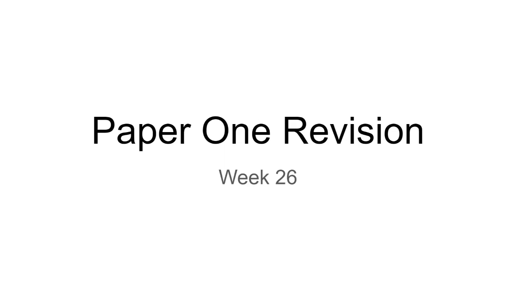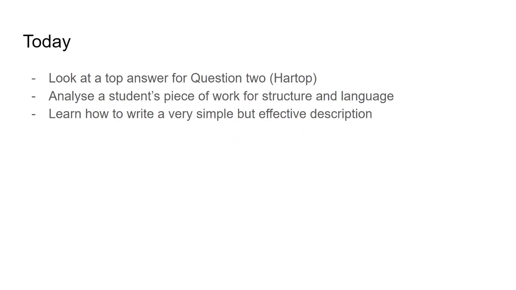Hi everyone, we are looking at doing some revision on paper one this week, on the whole paper actually, from questions 1 to 5. So first of all, we're going to look at a top answer for question 2, which was on the Hardtop piece of writing, the van and the family and Alice being kicked out of the van, that one. So you might want to have that text with you if you've got it. It doesn't matter if not, you'll be able to follow the lesson.